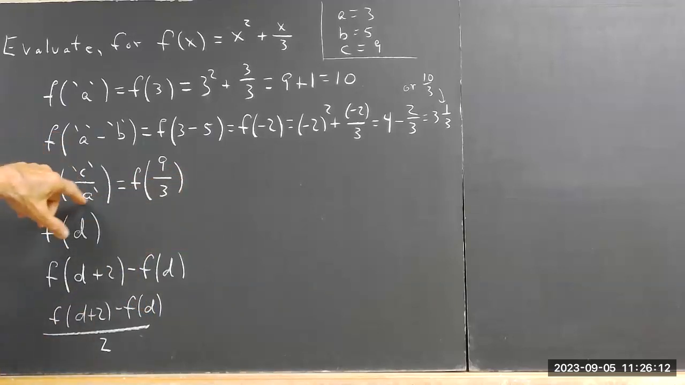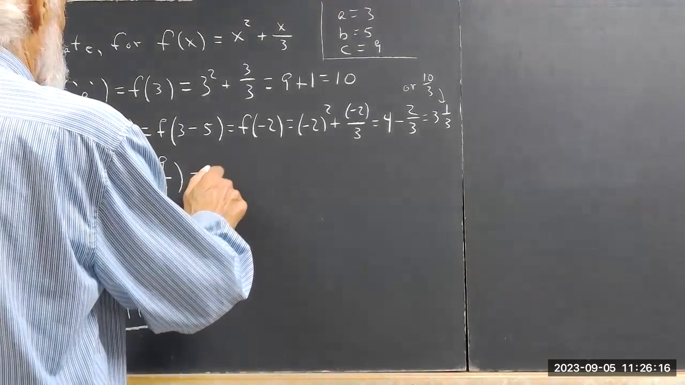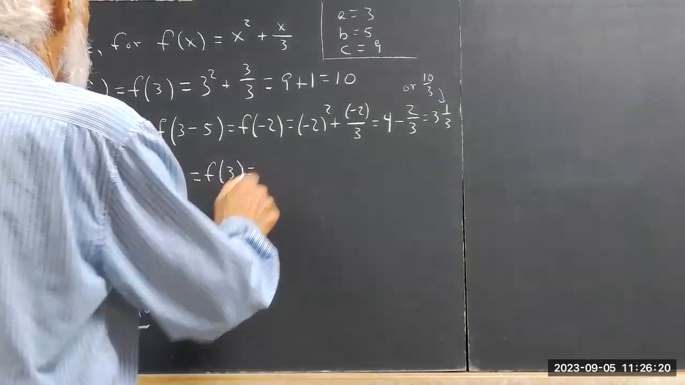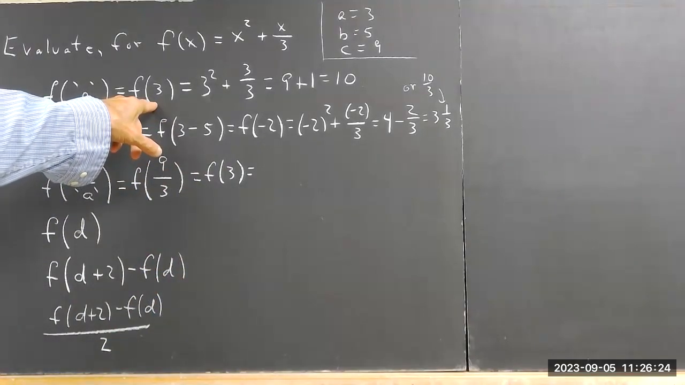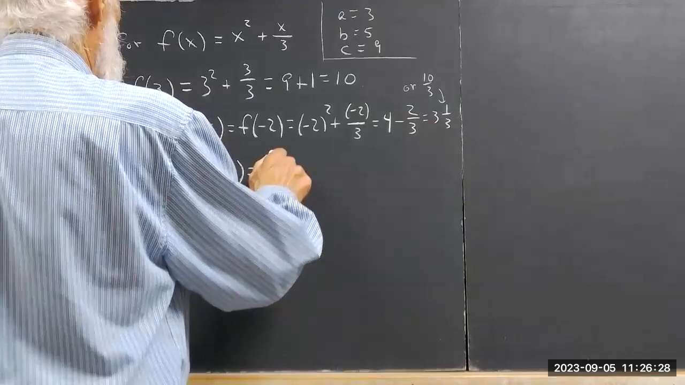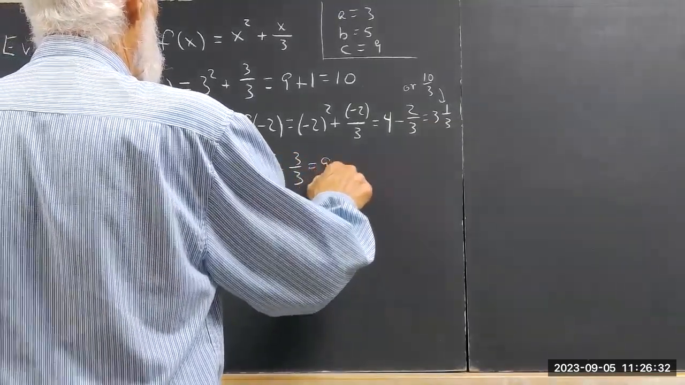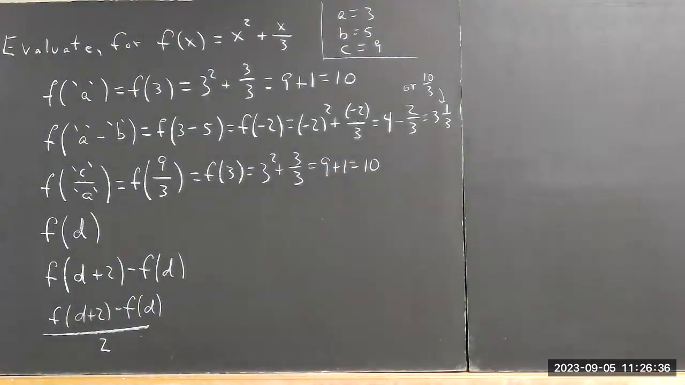Okay, so f of c over a is f of 9 over 3. And of course, 9 over 3 is 3. And coincidentally, we've already calculated f of 3. Don't write it out. And there it is.